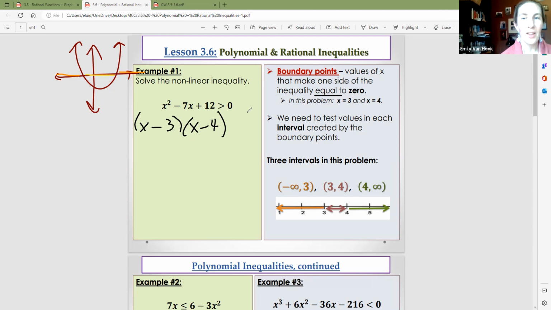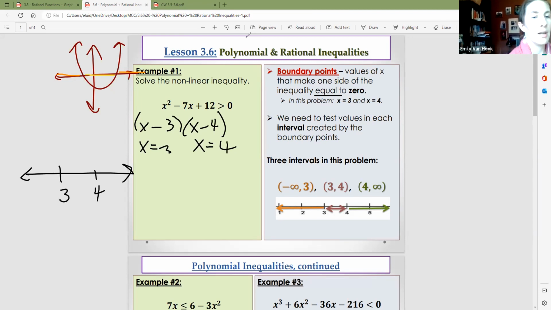We're factoring, we're setting each factor equal to 0, but those aren't the solutions. Those are just the boundary points on the number line. So 3 and 4 are the boundary points on our number line. I'm going to sketch the number line off to the side here. On my number line, I'm including 3 and 4. I don't really need much else.